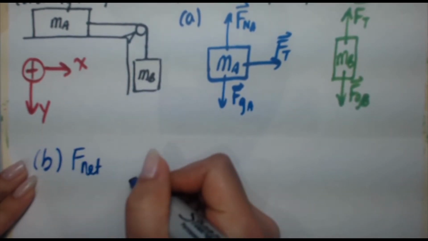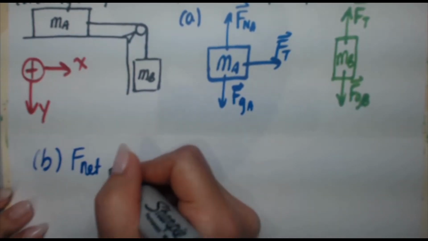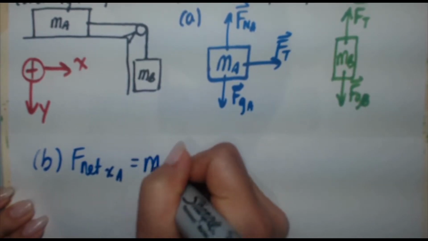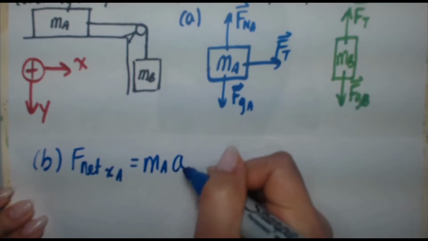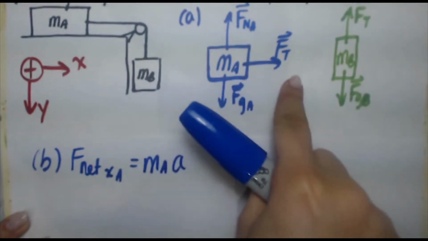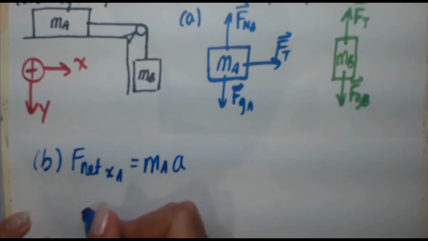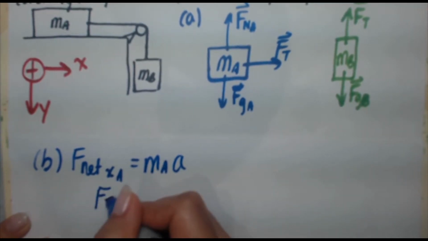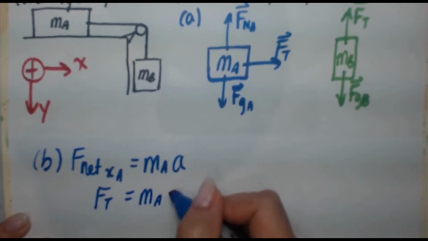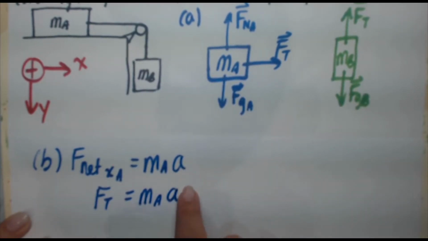For block A, we're going to be dealing with the x direction, the horizontal direction. So we're going to say F net x for A is equal to M_A times acceleration. Okay, now the net force in the x direction for block A is simply the tension force. There's no friction here, so that's the only one. So F_T equals mass of block A times acceleration. Again, I'm not giving acceleration a subscript because both blocks, since connected by the same string, undergo the same acceleration.